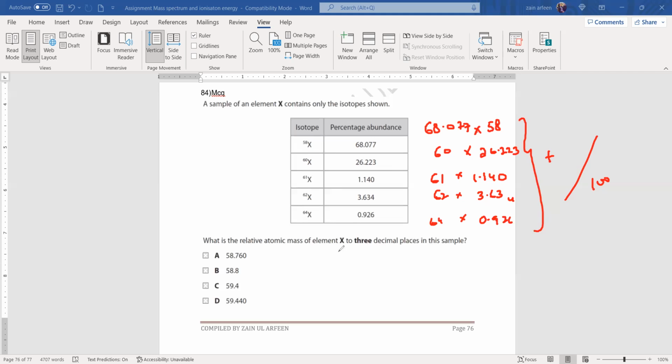So three decimal places. Look, as I mentioned, three decimal places. So B and C cannot be an answer at all. Why? Because it's one decimal place. So either A can be an answer or D. When we simplify, it will be A.